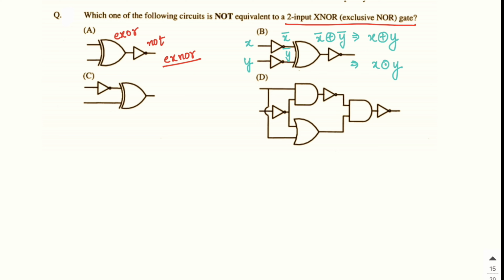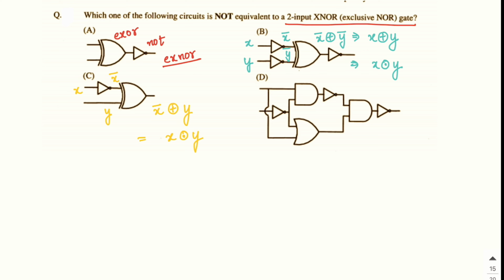Let's move to the third option. You have X over here, so this will become X complement. This is, let's say, Y. And we have already seen that X bar XOR with Y is equal to X XOR with Y. So even this is correct.